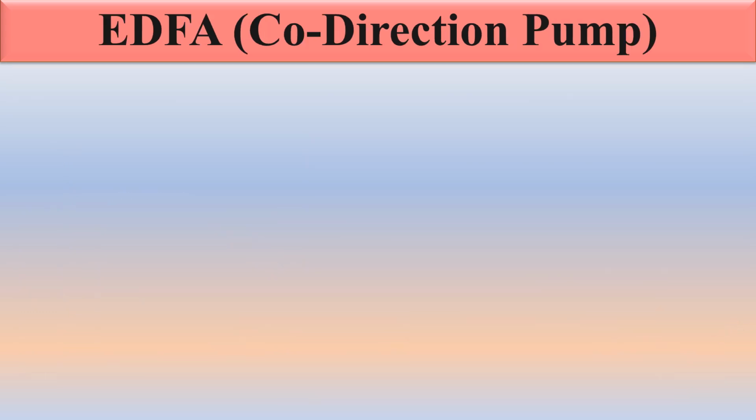So let's see what EDFA co-directional pumping is. Let's see the structure of EDFA co-directional pumping. You can see this is the optical input signal. This is the direction of the signal. This is the transmission fiber. In the transmission fiber, the signal is transmitted. This is the optical signal moving from left to right.